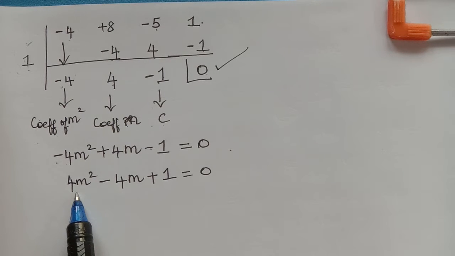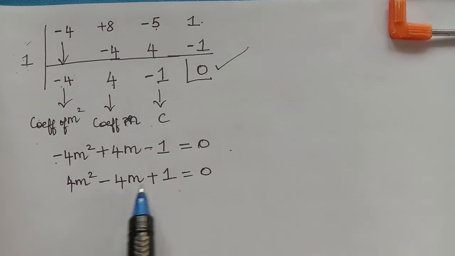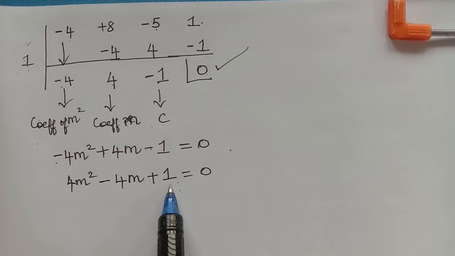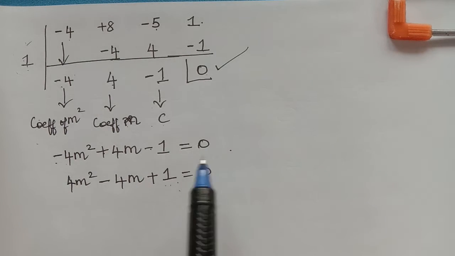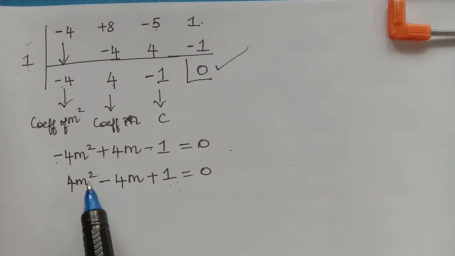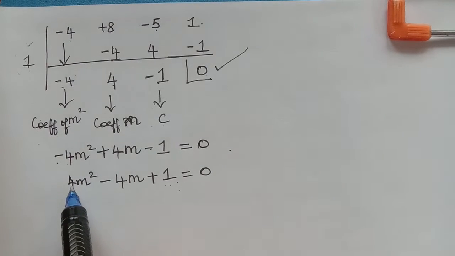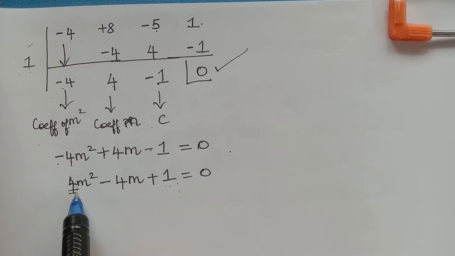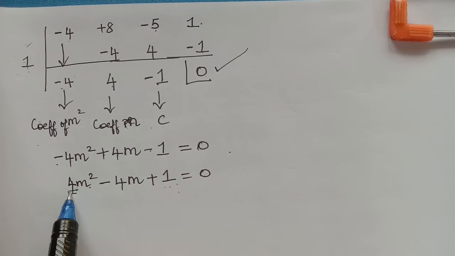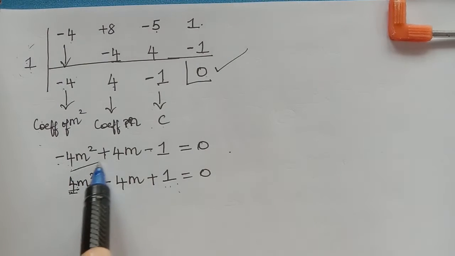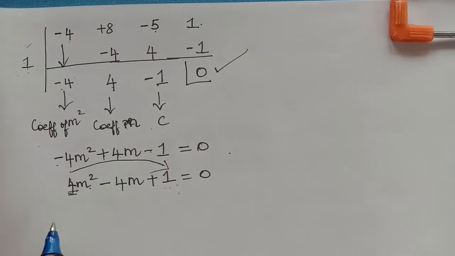So after this, we have to proceed to factorize this. In order to factorize this, I am going to use Hill method. You can also use the formula method and factorize it. And in order to do the Hill method, I find a constant for m square. Coefficient for m square here. Now this coefficient has to be multiplied with this constant term.